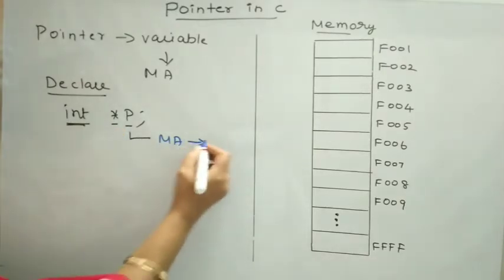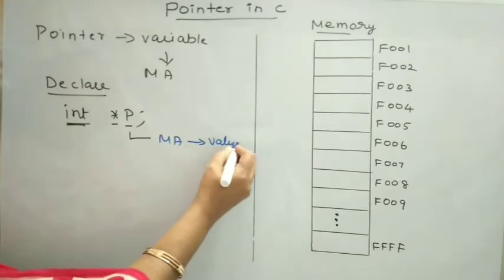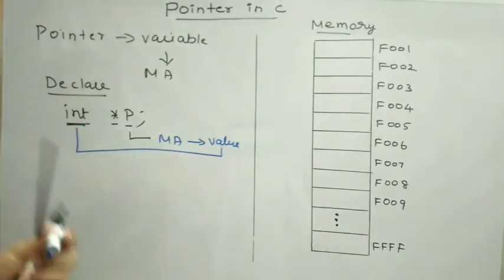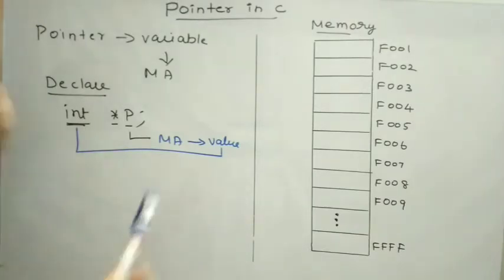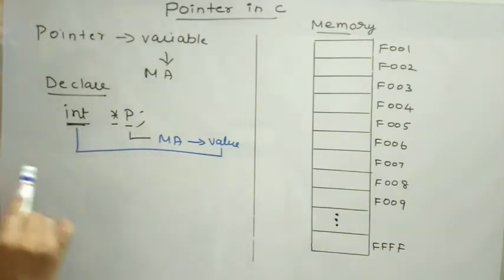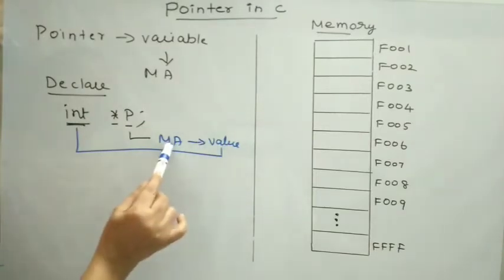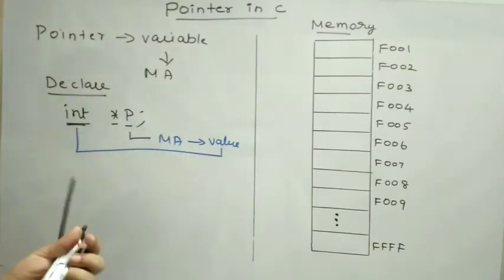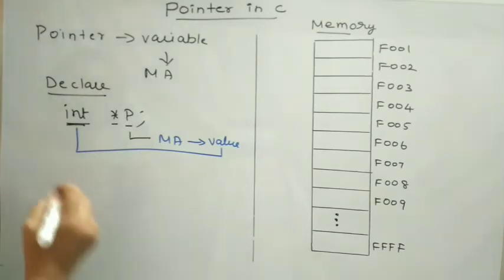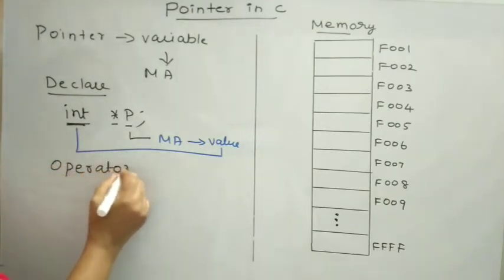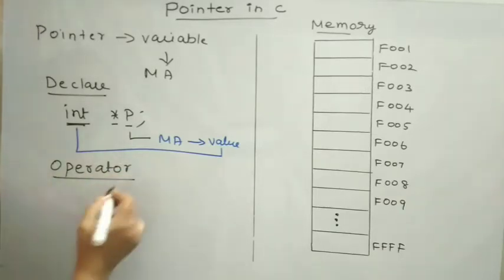The memory address contains some value. The data type of the value should match this data type. So what does this data type specify? The data type of the value which is stored in the memory address pointed to by this pointer variable. And then we will see what the operators supported by a pointer variable are.